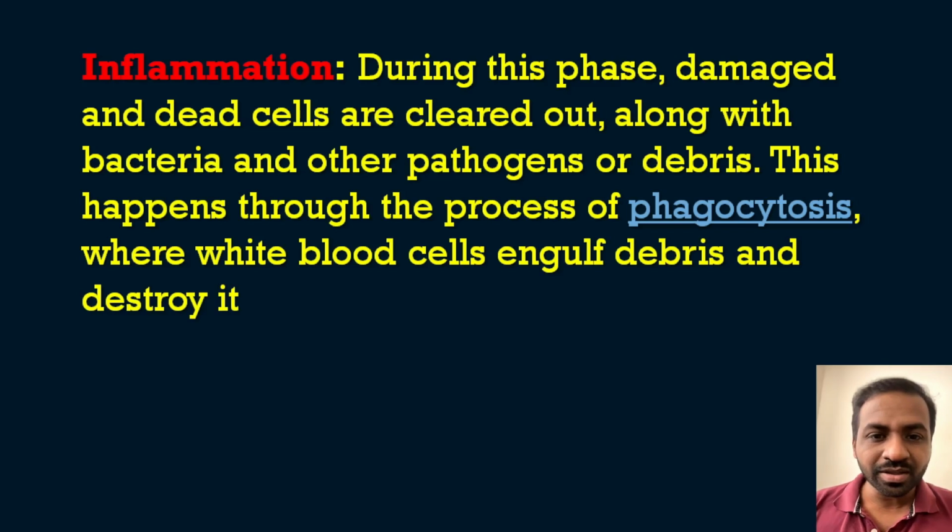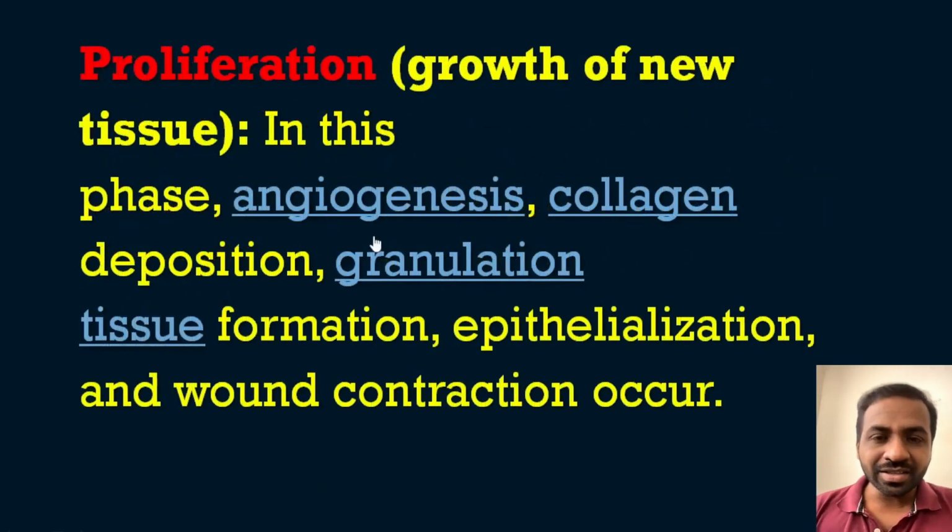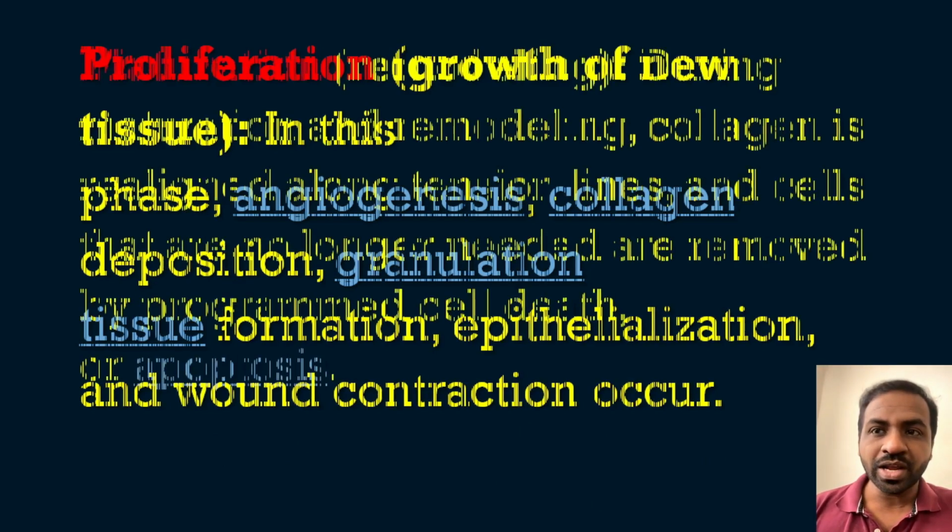First one is the hemostasis, the second stage is the inflammation, and the third stage is the proliferation or the growth of new tissue phase. In this phase, angiogenesis happens, collagen deposition happens, granulation tissue formation happens, and epithelialization and wound contraction also happen. That is the proliferation phase. Angiogenesis, collagen deposition, granulation tissue formation, epithelialization and wound contraction happen in the proliferative phase. That is the third phase of wound healing process.